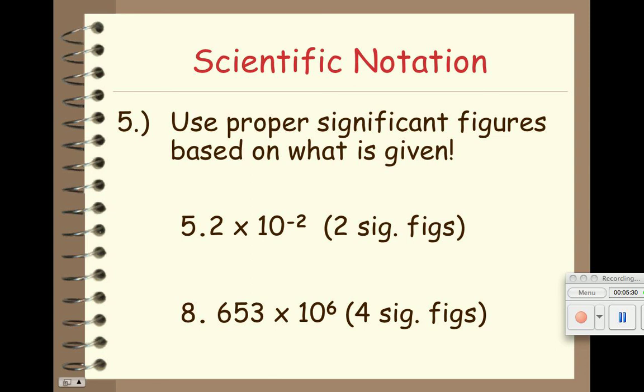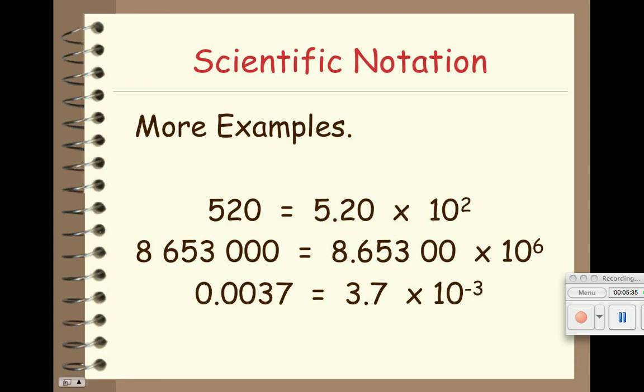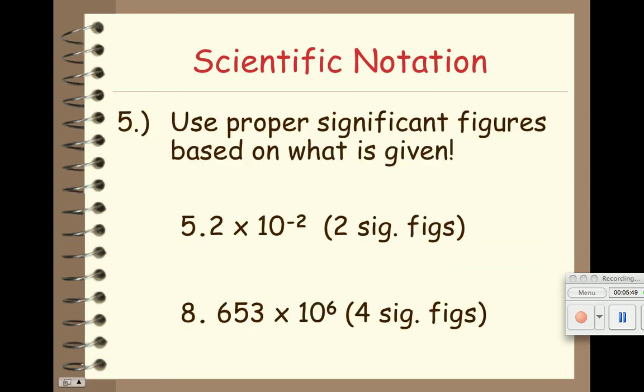If we go back and look at this number, again, this number only has four significant figures. Okay, these three are not significant. Again, trailing zeros are not significant if there's no decimal. When I move my decimal place, I also want my answer here to have four significant figures. So this becomes 8.653 times 10 to the 6th.